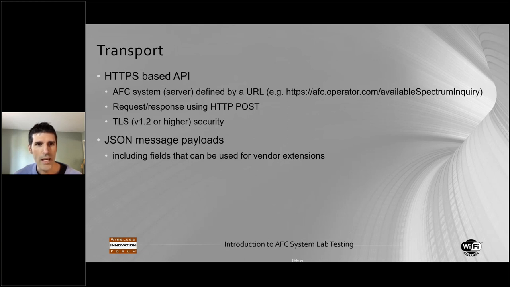As I said, it's HTTPS or TLS, at least version 1.2 or higher is required for the security of that link. And then in terms of the payload, everything is JSON format. So we define the message structure of those payloads, and it also includes some fields that can be used for vendor extensions. I'll come on to that in a bit. Next slide.